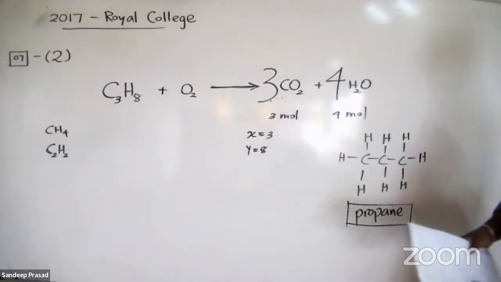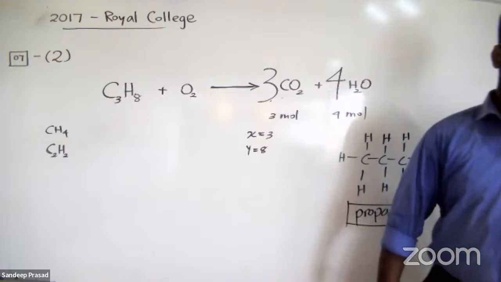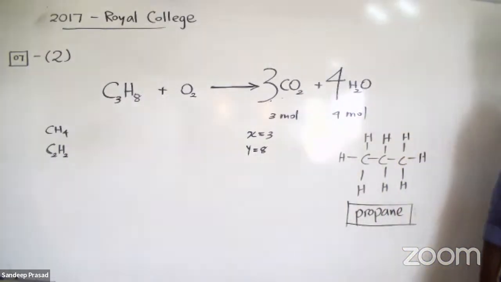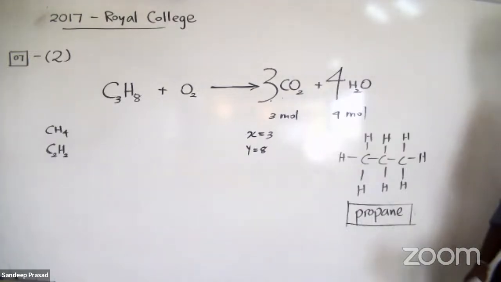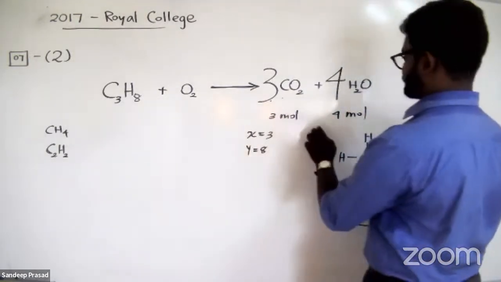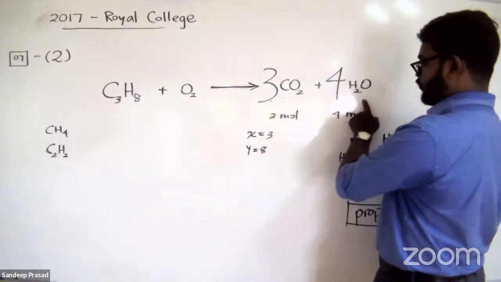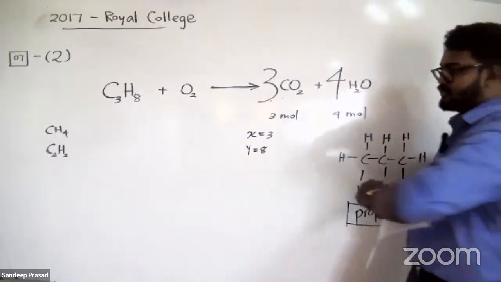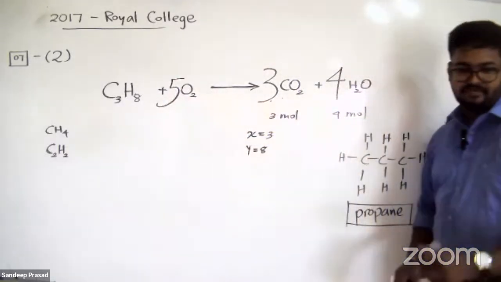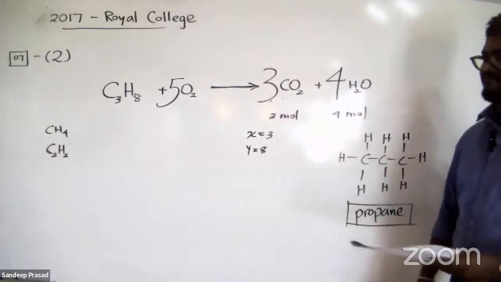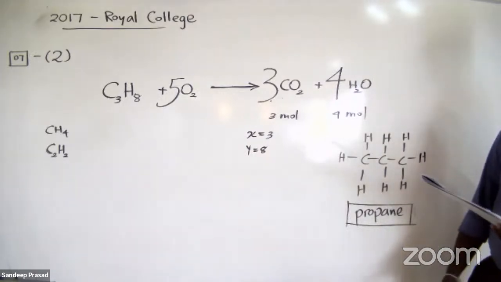Shall we move to the next question? To balance this reaction, count the number of oxygens. 3 into 2 is 6, and 4. How many oxygens are there? 10. So how many oxygen molecules do I have to put here? 5, because 5 into 2 is 10. Very easy. Question number 8 is related to the hydrogen emission spectrum.